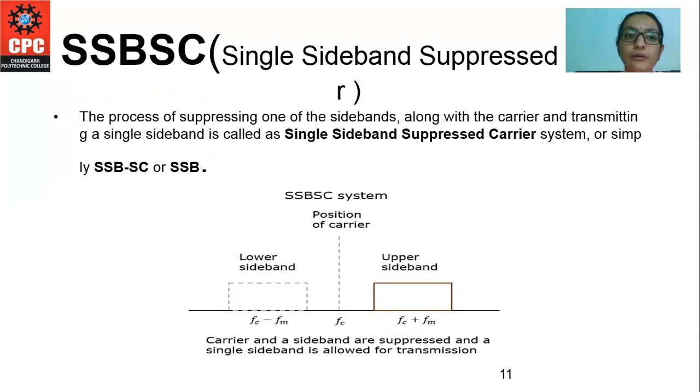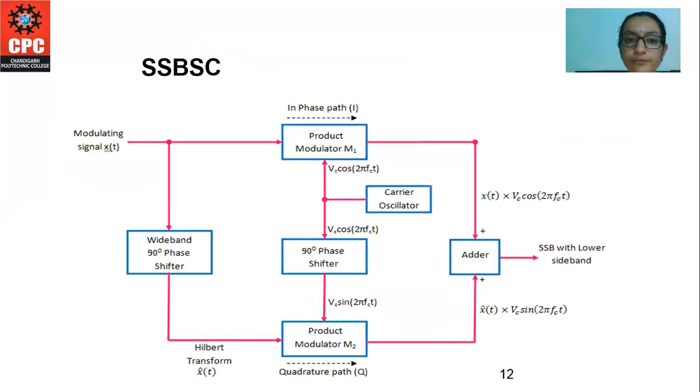Now, starting with SSBSC signals, known as the single sideband suppressed carrier system. In this system, one of the sidebands is suppressed along with the carrier, and a single sideband is transmitted, called the single sideband suppressed carrier system. On the figure, you are able to see on your screens that only a single sideband will be transmitted, the carrier and other sideband are suppressed, and only a single sideband is allowed for transmission. So here is a diagram. I'll discuss it later on.